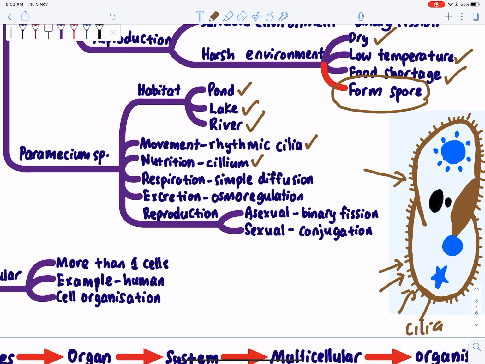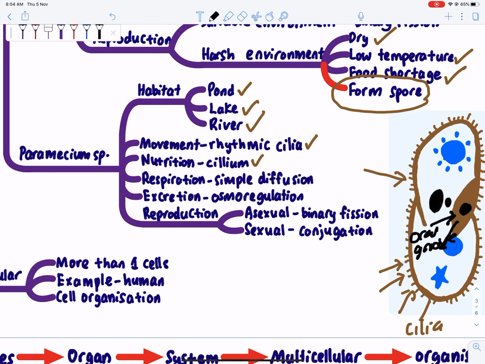Nutrition, cilium. When the cilium contracts and relaxes, moving the paramecium from one place to another place, it will trap the food at the oral groove. This part we call the oral groove. When the food is trapped inside the oral groove, it will move to the cytoplasm and form the food vacuole, and then there is a digestion process by the hydrolytic enzyme.